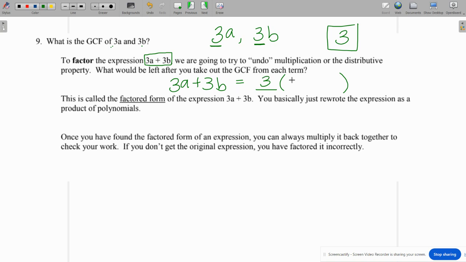So 3 times what is 3a? We know that's a. And 3 times what is 3b? That's going to be plus b. So 3 times the quantity a plus b. This is the factored form. This is your answer if I were to ask you to factor 3a plus 3b. Factoring just means write as a product. So we have a product, 3 times the quantity a plus b.